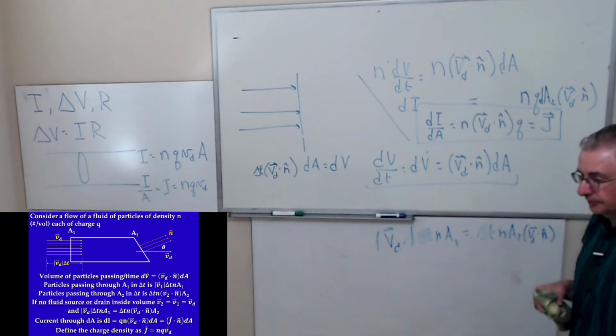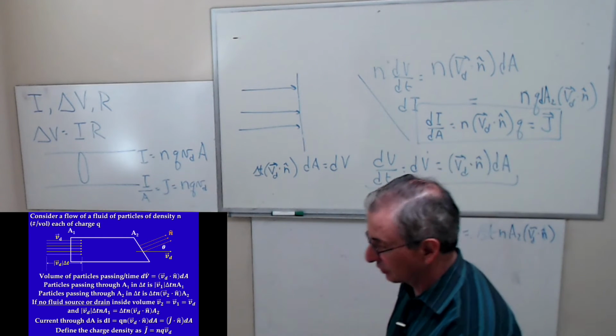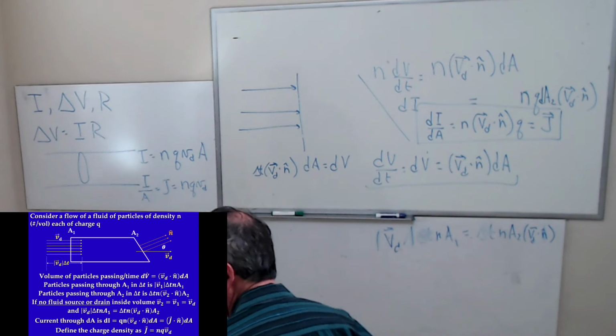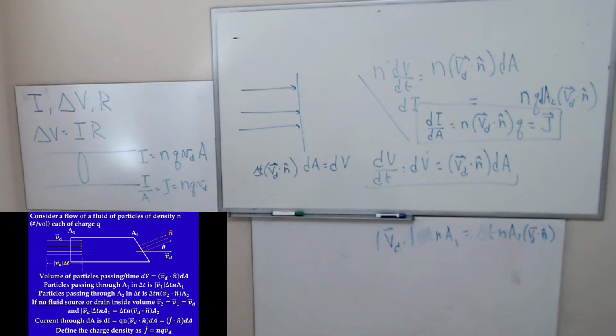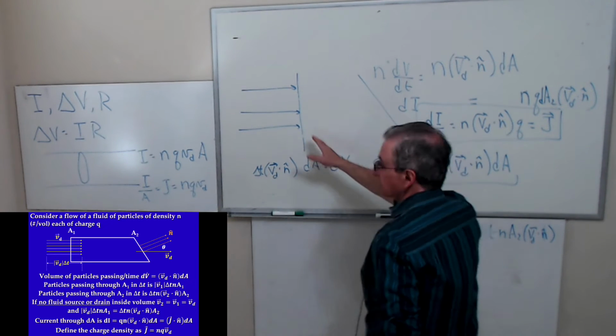This is called a current density, or the charge density. It's called a current density, J. That's written as a vector, a generic vector that works in every case. For the problems that we do in our class, J will always be perpendicular to the surface.